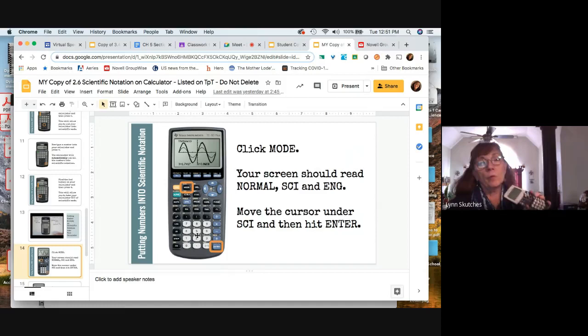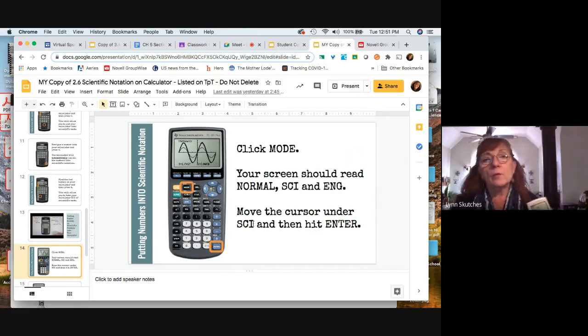TI-83s and TI-84s work the same way. They just look a little different. So first thing you have to do, of course, is turn it on. There we go. Blinky, where are you, Blinky? There we go. And the next thing you have to do is push the mode button.